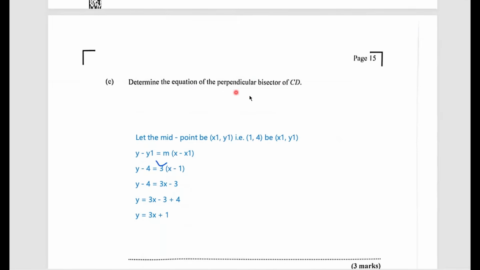Part C, determine the equation of the perpendicular bisector CD. Well, we do know the midpoint of CD is (1, 4), and we can let that point be your new x1, y1, because that will be the point found on your perpendicular bisector. The equation of your bisector is y minus y1 equals m into x minus x1.